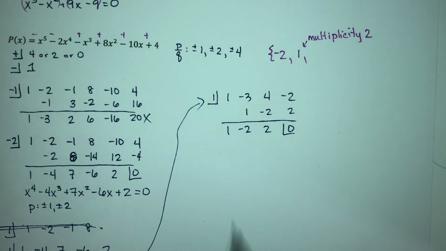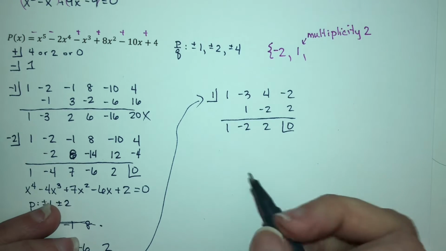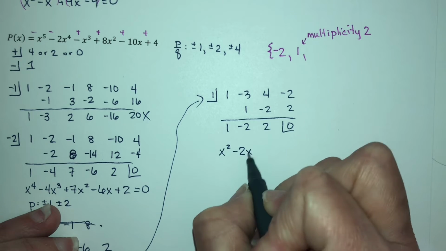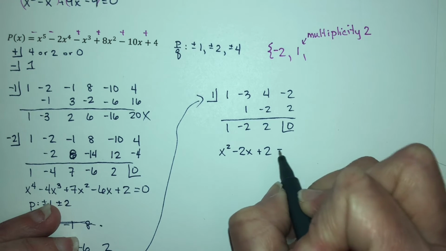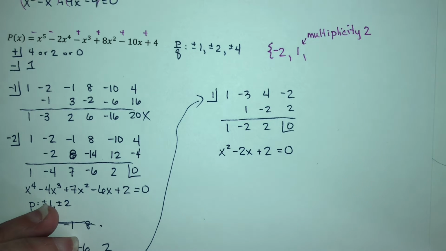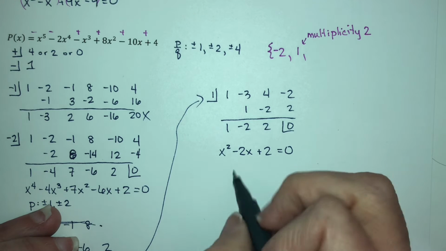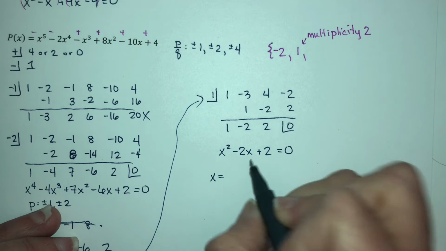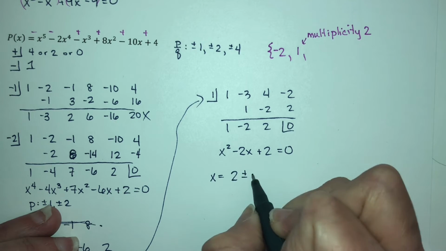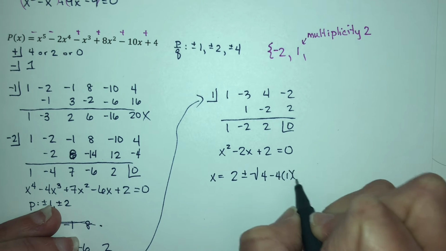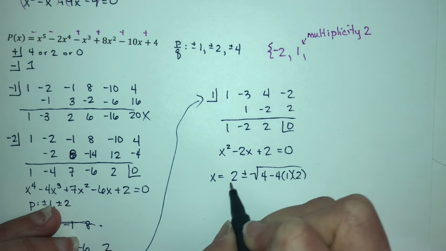Okay, so now I have a quadratic which we can solve using other methods. So that would be x squared minus 2x plus 2 equals 0. And this does not factor, so let's go to the quadratic formula. X equals -b plus or minus the square root of b squared minus 4 times 1 times 2 over 2 times 1.